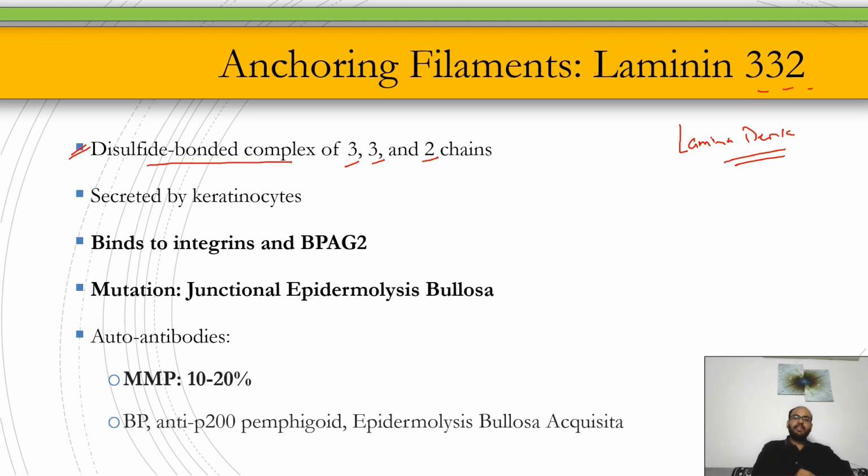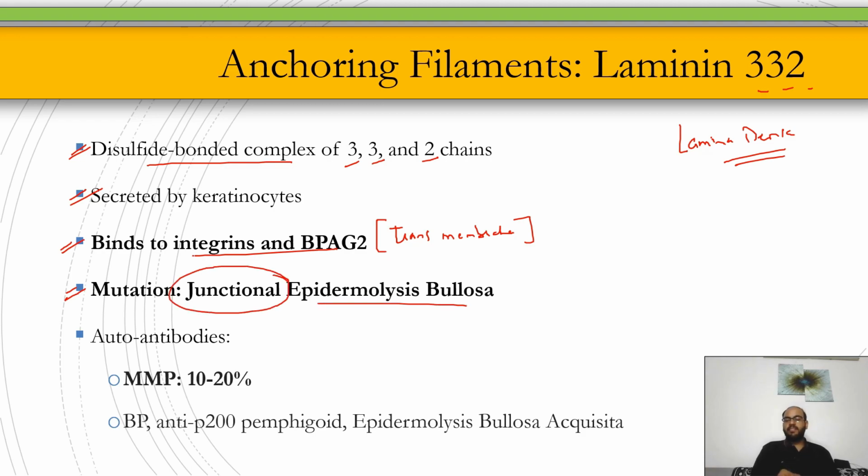These are also secreted by keratinocytes and they bind to integrins and bullous pemphigoid antigen 2. These two proteins are transmembrane. Transmembrane means they cross the basal membrane of basal keratinocytes and reach to the dermis. The mutation again causes junctional EB. Why? Because we are still at the junction of lamina lucida and densa. So junctional EB. If there are autoantibodies, then in 10 to 20% cases of mucous membrane pemphigoid, the antibodies were found against laminin 332.